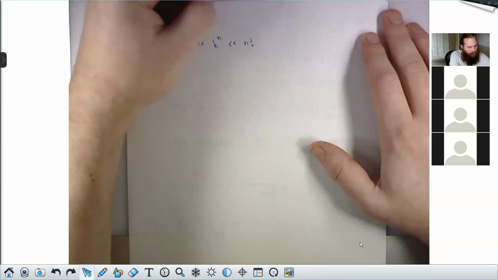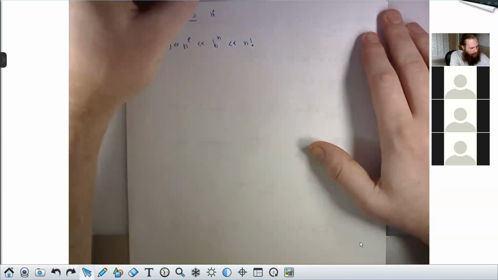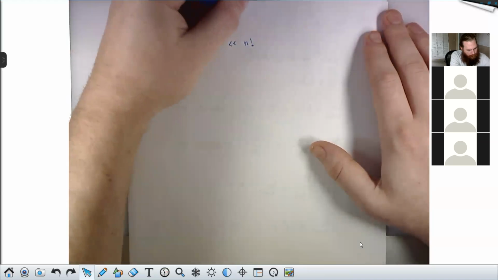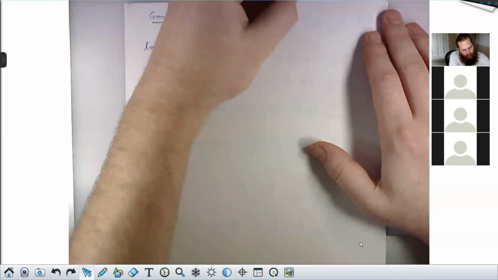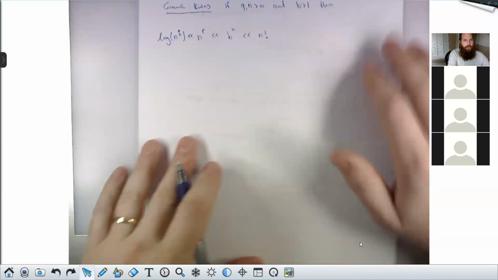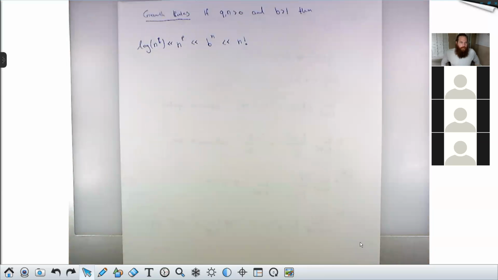Okay. If q and p are positive and b is bigger than 1, then, so this is the last little kind of thing I like to talk about when we talk about sequences. Logarithms are slow growing. Even logs of any powers are slow growing. Even any powers of logs of powers are slow growing. Logs grow very slow. Power functions grow faster than logarithms, but slower than exponential functions. And exponential functions get beaten by factorial functions.